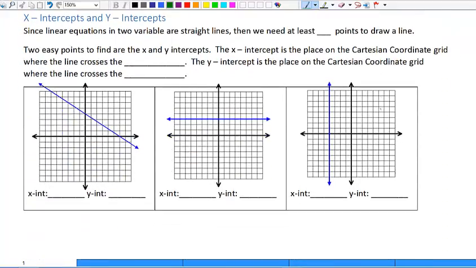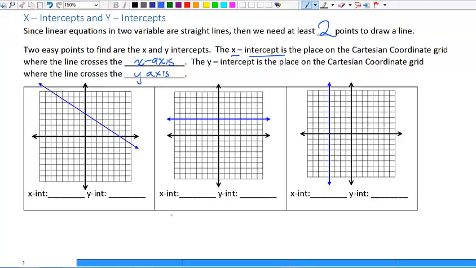Next, we'll talk about x and y-intercepts. Since linear equations in two variables are straight lines, and we need at least 2 points to draw a line, 2 easy points to find are the x and y-intercepts. The x-intercept is the place on the Cartesian coordinate grid, that's just the xy plane, where the line crosses the x-axis, which is why we call it the x-intercept. The y-intercept is the place on the Cartesian coordinate grid where the line crosses the y-axis.